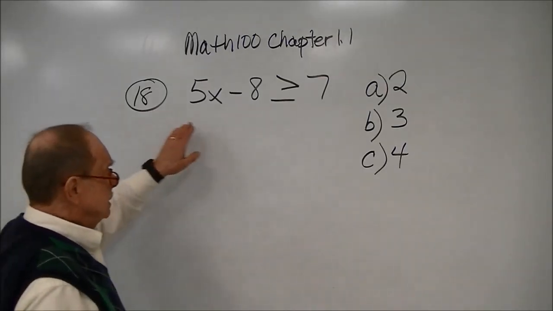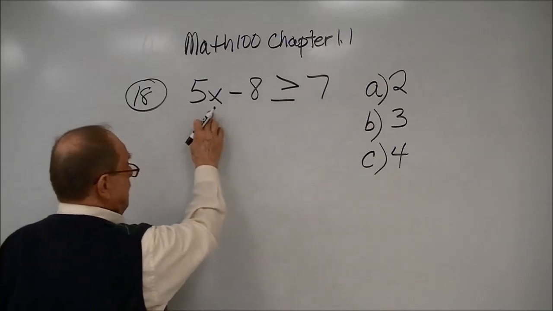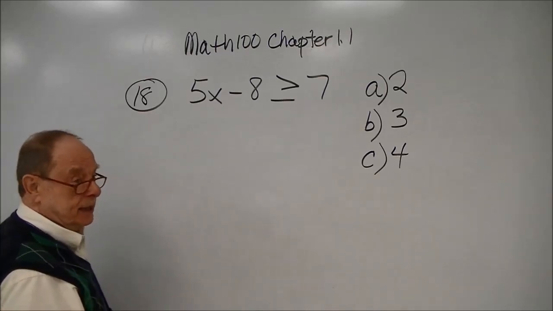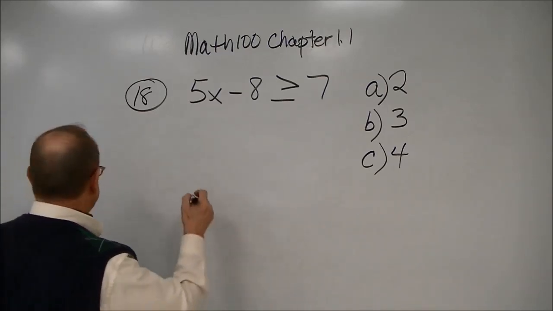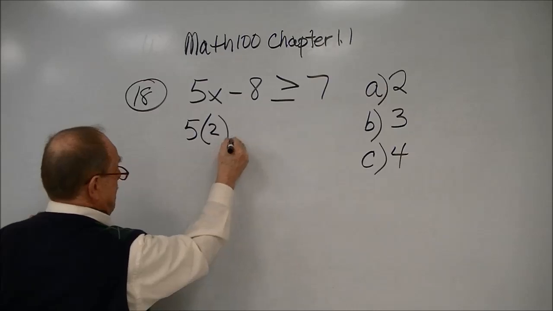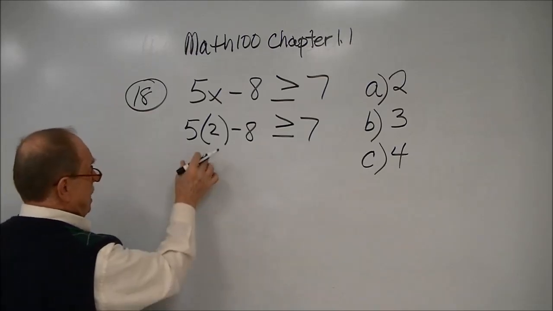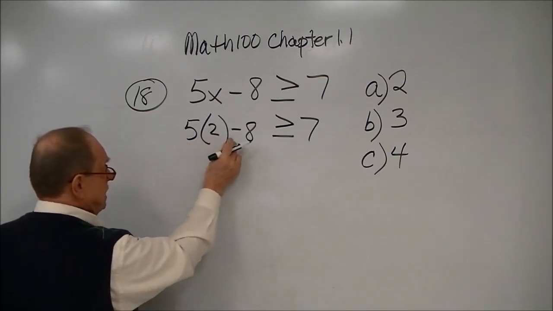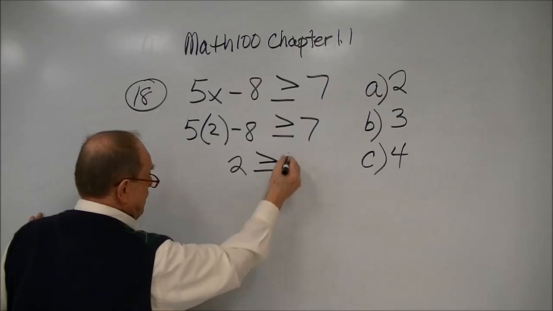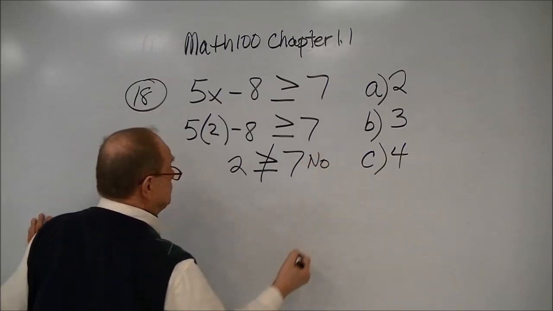This next one is an inequality where we want to see if we replace the variable x by those numbers, is this still a true statement? So our technique is similar. 5 times 2 minus 8, is that greater or equal to 7? Well, this is going to be a 10. 10 minus 8 is going to be 2. Is that greater or equal to 7? No. So this would be no.